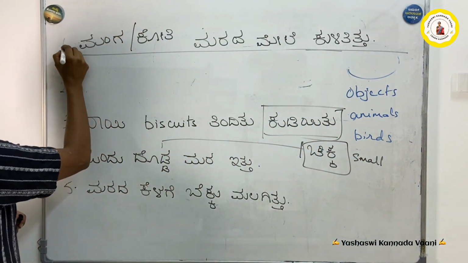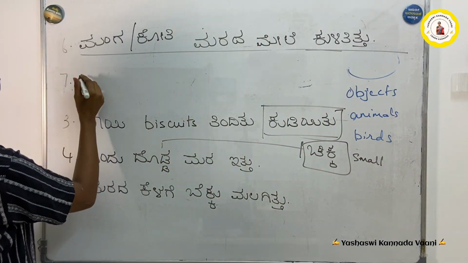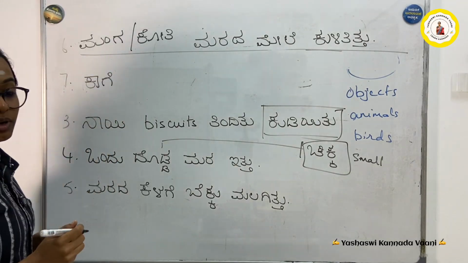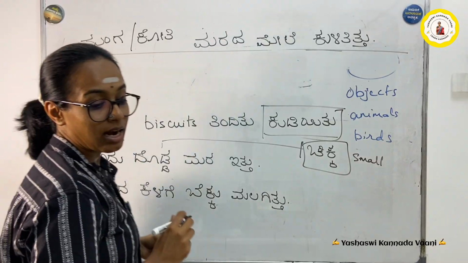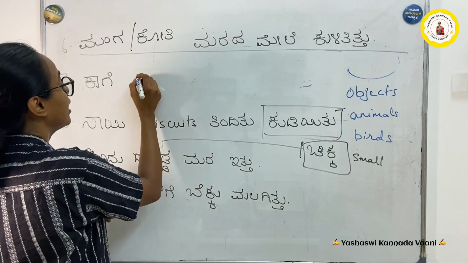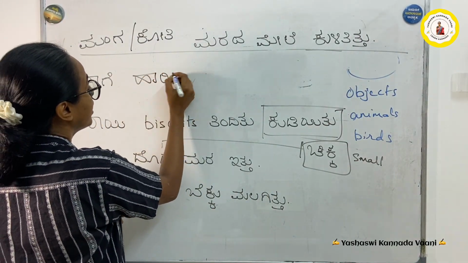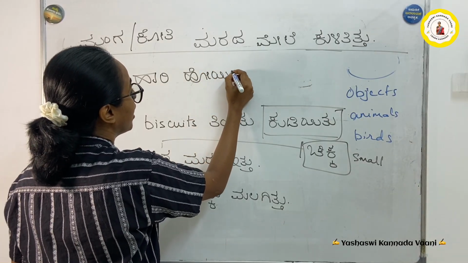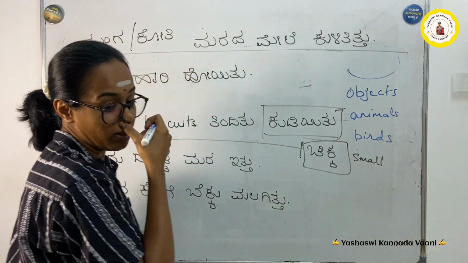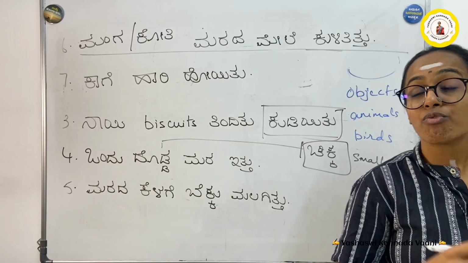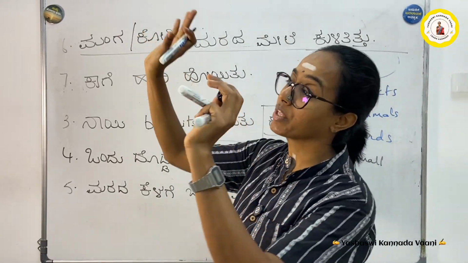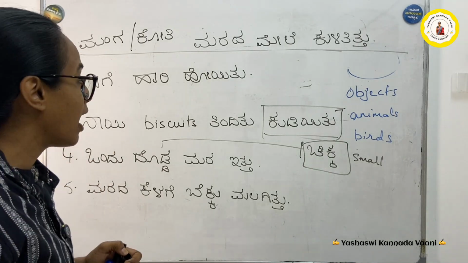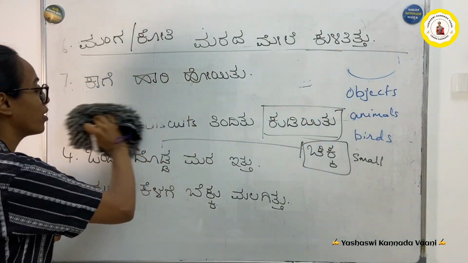We'll go for the next one. Write it down. Kage. Crow. ಕಾಗೆ ಹಾರಿ ಹೋಯಿತು. A crow flew away. ಹಾರಿ ಹೋಯಿತು. It flew away. A crow flew away. ಕಾಗೆ ಹಾರಿ ಹೋಯಿತು. Very good.